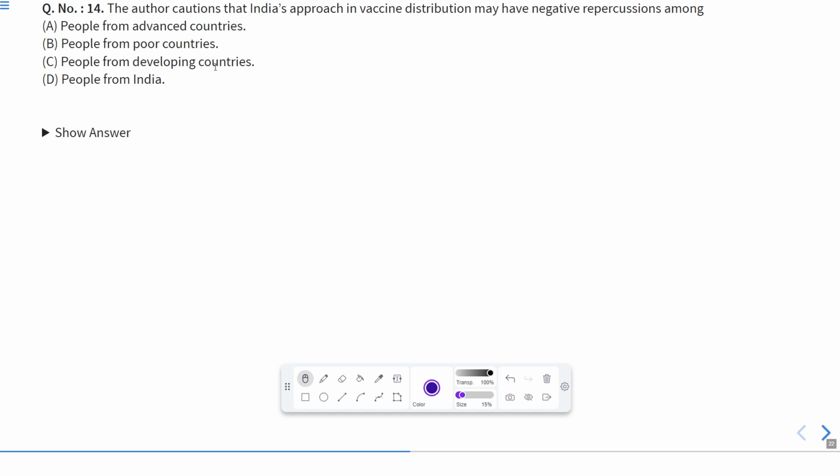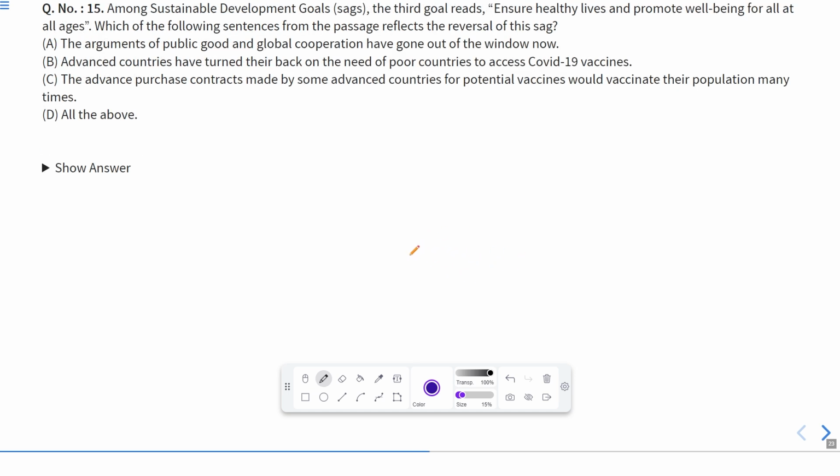People from developing countries, people from India. No, actually, this step of India was appreciated globally, whereas it was criticized in its own country. Therefore, the correct answer is people from India. Only they were the criticizers, not the entire world, because they thought that they are providing vaccines to other countries without vaccinating all the people of their own country. Okay, now let us move to the next question.